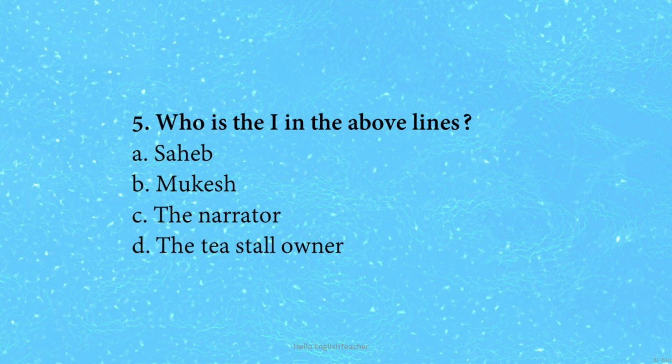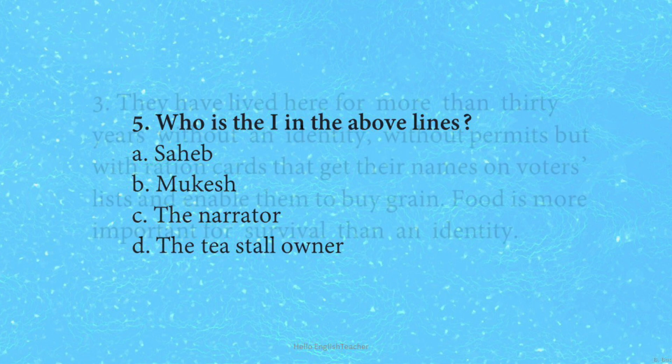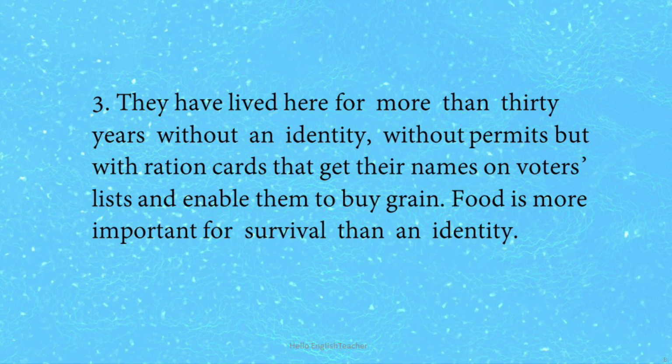So, let us look at the next extract. They have lived here for more than 30 years without an identity, without permits, but with ration cards that get their names on voters' lists and enable them to buy grain. Food is more important than survival, than an identity. So, let us look at the questions from this extract.